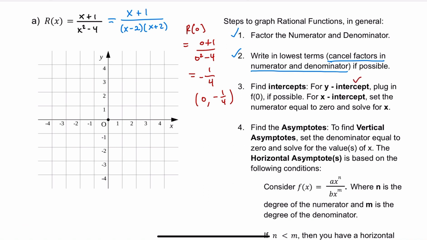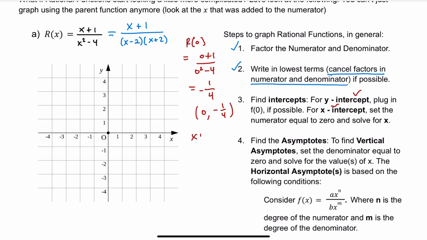So now for x-intercept, all that says is to set the numerator equal to 0. So x plus 1 equals 0. Therefore, x is equal to negative 1. So that's your intercept. But again, if you have the second, write it as a coordinate as well, because once we get to graphing, you're going to need to graph it anyways. So now we're actually fully done with 3.